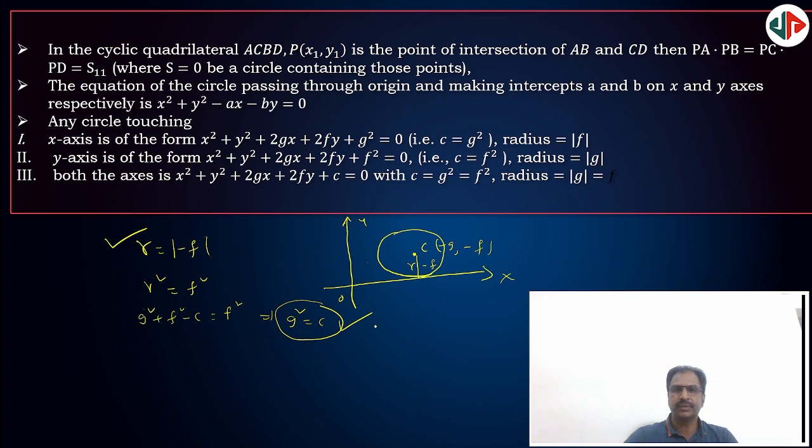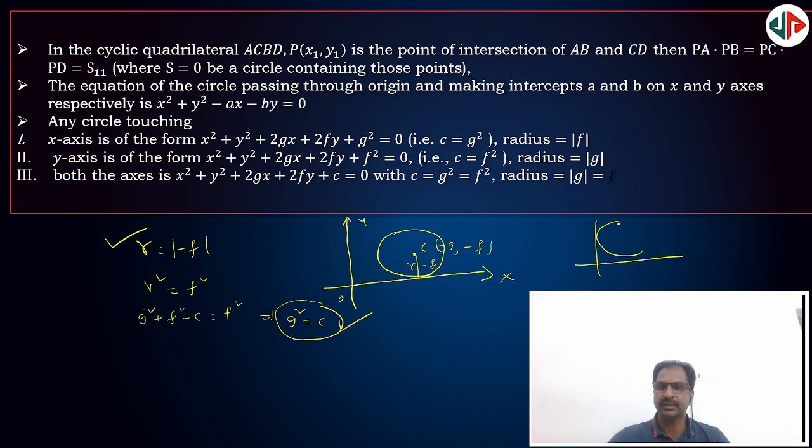These are very, very important conditions. So, what are the conditions for a circle to touch x-axis? Its radius is equal to modulus of y coordinate of center, and another condition is g square is equal to c.